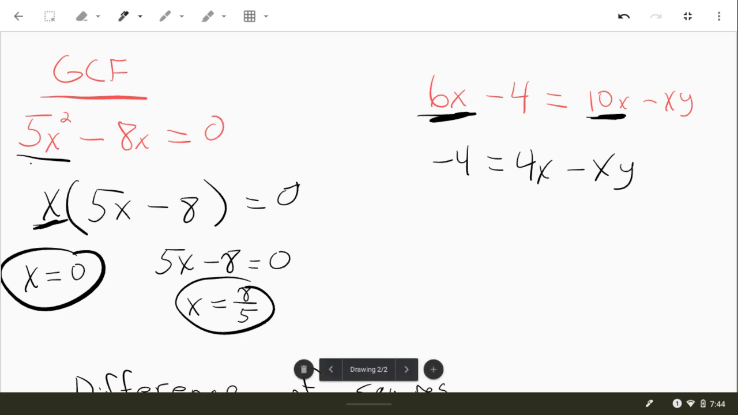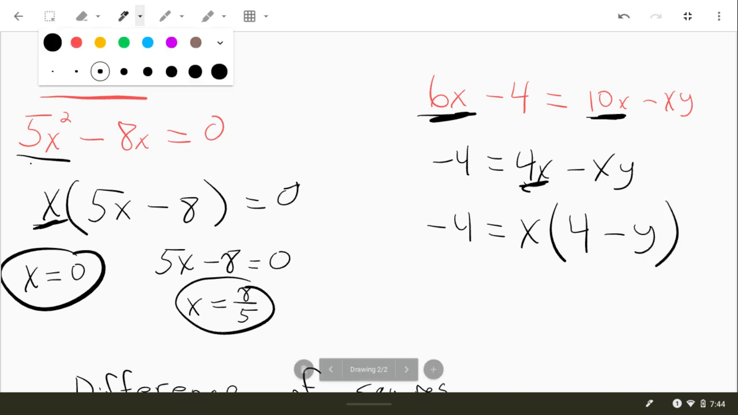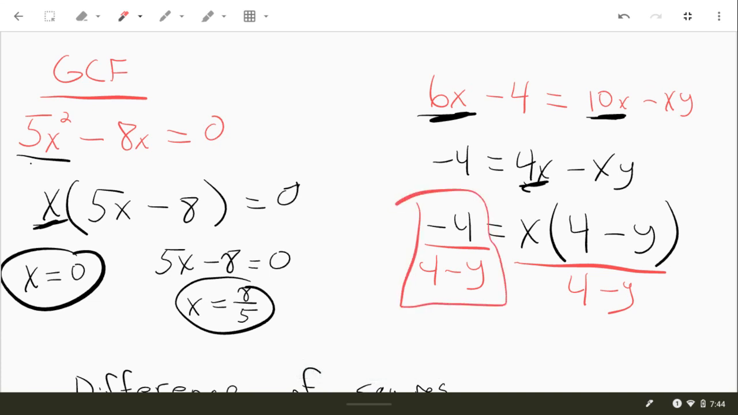Now on the right side, these both have an x again, so I can factor out an x. When I factor out an x, that's going to leave me with a 4 as that term and a minus y for that second term. And now I'm going to divide by 4 minus y. The 4 minus y factor was connected to the x by multiplication, so I'll divide it out. And that does that.